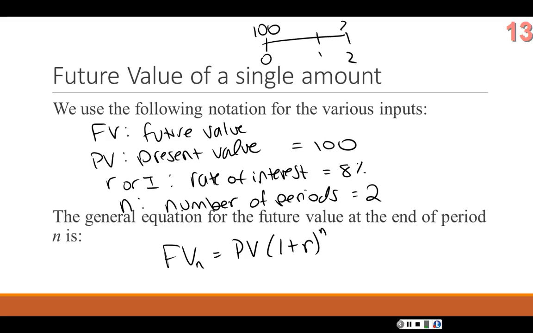So we can put this into a formula. The future value is equal to the present value of 100 times 1 plus the 8% squared. And that gives you $116.64.